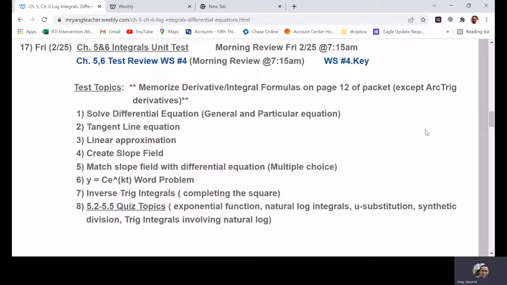There's no assessments next week, but this week I just wanted you to focus on getting ready for the Chapter 5 and 6 test. I'm also going to be having help sessions this afternoon at 3:40, tomorrow morning at 7:30, and Friday morning at 7:15. I'll have help sessions going over various topics, and I'll talk about those topics now.